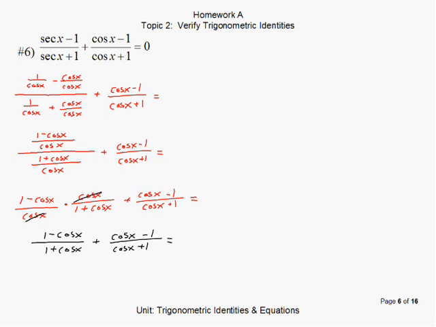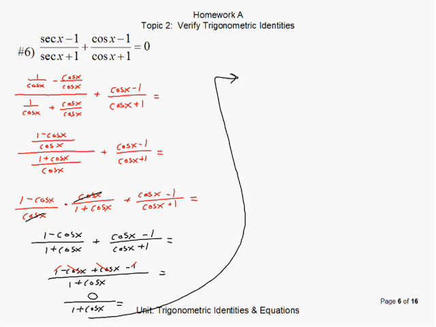We have common denominators already, so we can add the numerators together. If you combine like terms, 1 minus 1 is 0, minus cosine of x plus cosine of x is 0. So we have 0 divided by 1 plus cosine of x. 0 divided by anything is 0. The right side is also 0, and that makes us real happy.